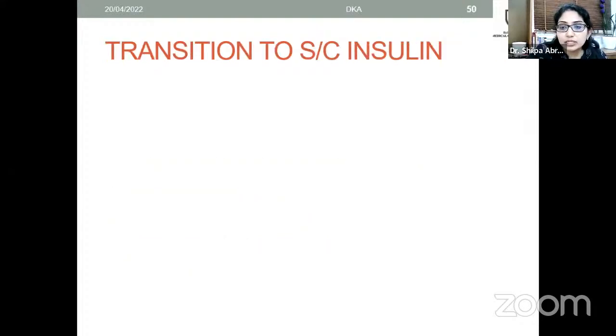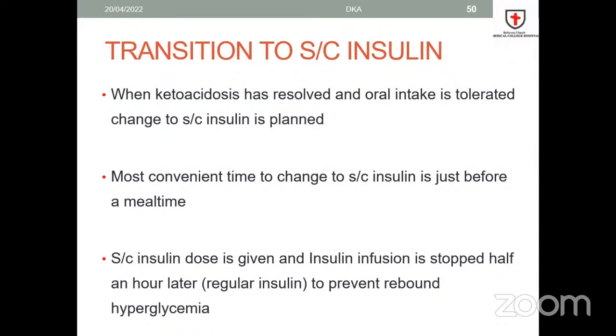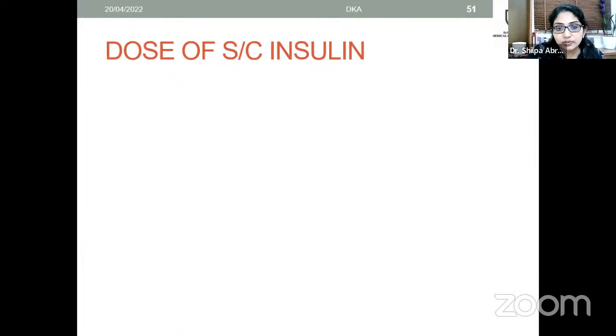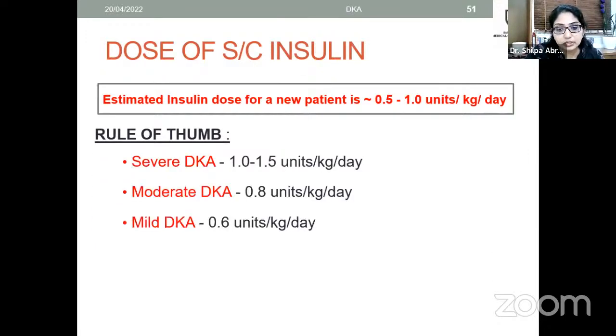Okay. Then when do you transition to subcutaneous insulin? So when you have attained resolution, you transition, and usually by then the child is ready to take orally. Most convenient time is just before meals, and so you give subcutaneous insulin, and after half an hour or an hour later you stop the insulin infusion to prevent rebound of hyperglycemia. And how do you dose the subcutaneous insulin? If you are a new patient, we generally start at 1 unit per kg per day in divided doses, or you calculate the total insulin required for the correction and divide it. And this is just the rule of thumb.